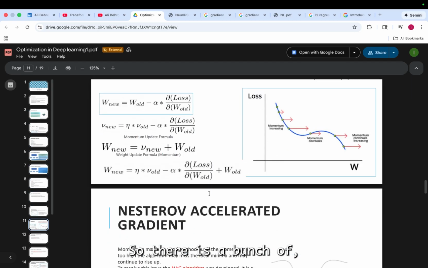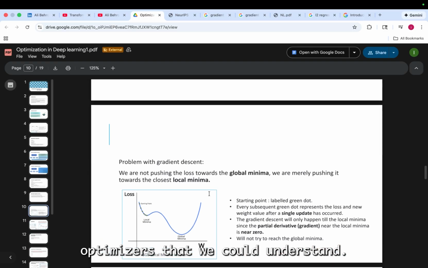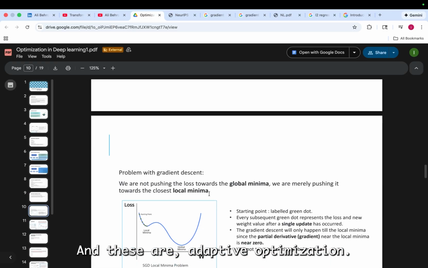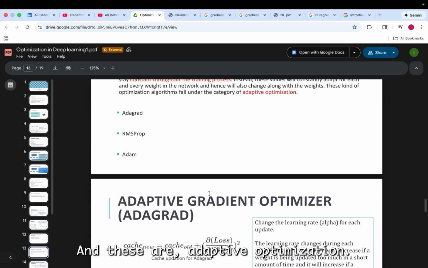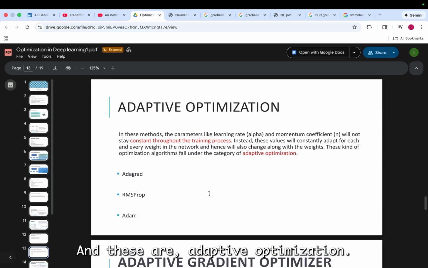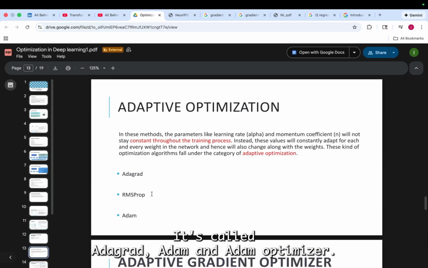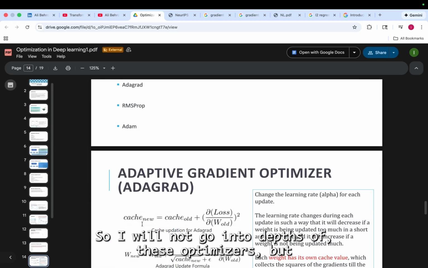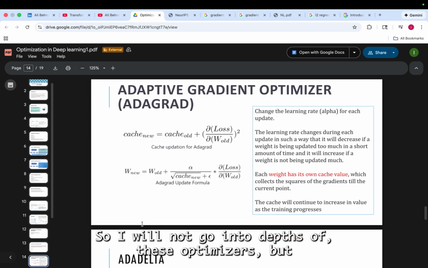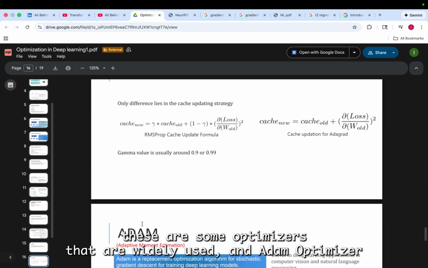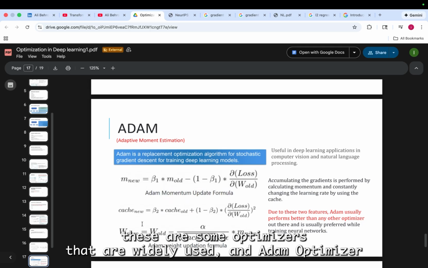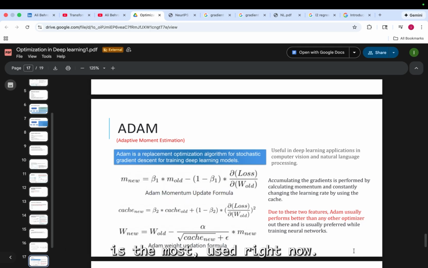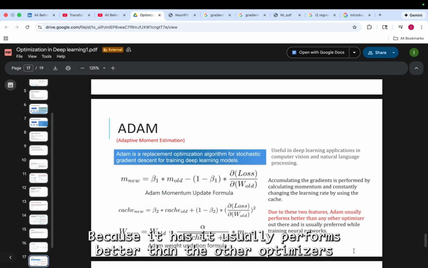There's a bunch of optimizers that we could understand, and these are adaptive optimizers: AdaGrad, RMS Prop, and ADAM. I will not go into depths of these optimizers, but these are some optimizers that are widely used, and the ADAM optimizer is the most used right now because it usually performs better than the other optimizers.